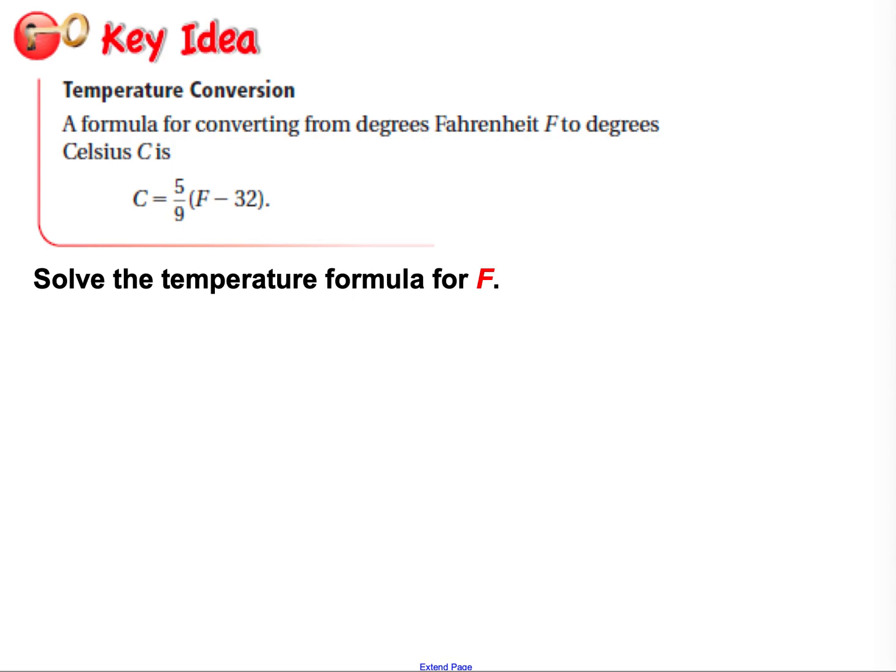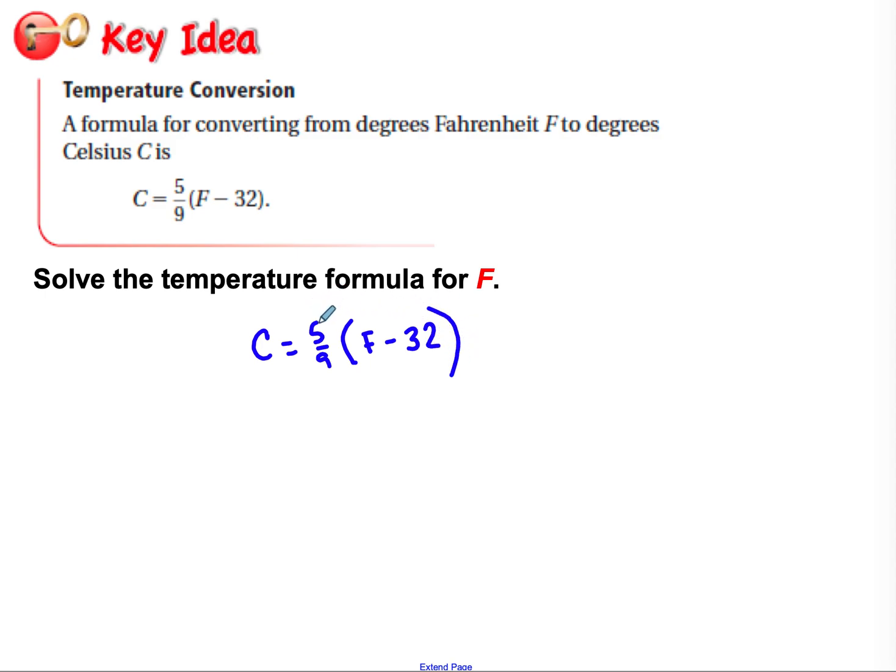All right, let's look at our key idea here. So temperature conversion, we saw this equation as the answer for one that we did on the other page. Now we're going to work backwards to solve it for Fahrenheit. So I'm starting just by writing it out. C equals 5/9 times F minus 32.